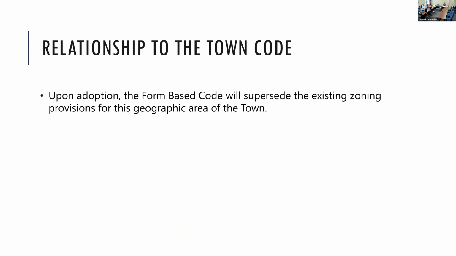Upon adoption of the form-based code, the regulations within this document will supersede any of the existing provisions within the town code for this geographic area. So if something comes up that is not covered in this document but is covered in the town code, the town code would apply. But for any content addressed within the form-based code document, it would supersede the town code.